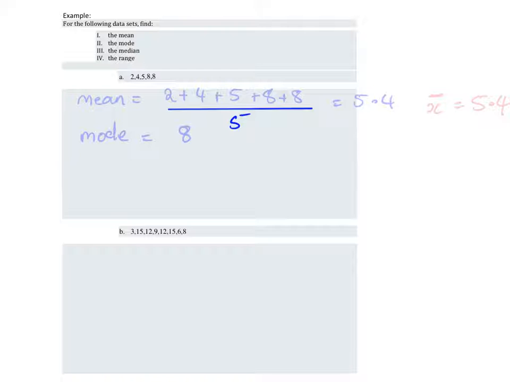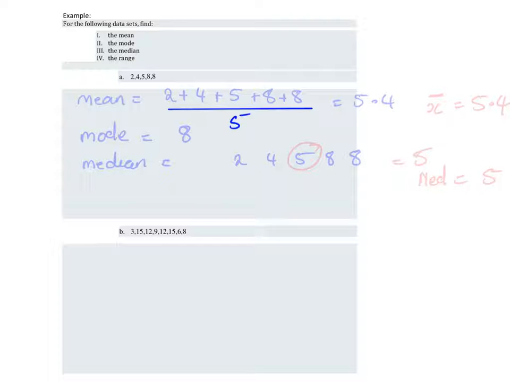Fairly simple. The median. The data has to be put in order from smallest to largest. In this case, they already are. So we have 2, 4, 5, 8, and 8. And what we're looking for here is the middle term. Because there's an odd amount, we have one middle term. So our median here must be 5. If we were looking on our calculator, we'd be looking for the word median or Q2, and it would say that the median is 5.